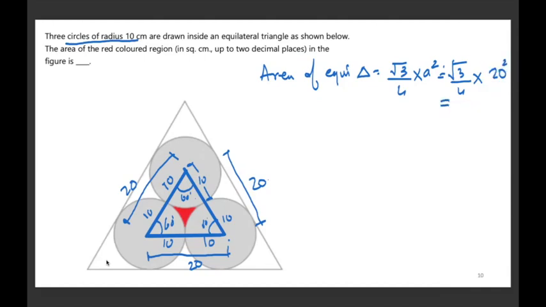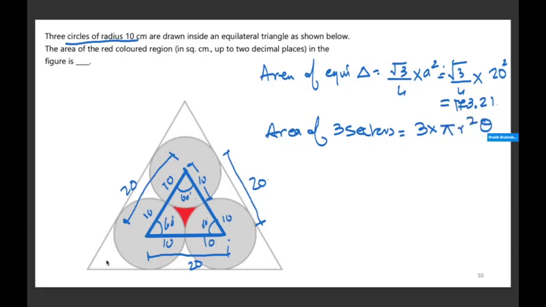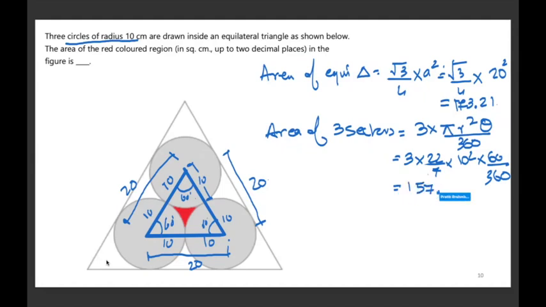When you solve this, it comes to somewhere 173.21. Okay. Next we'll find the area of 3 sectors. 3 sectors are there, so 3 multiplied by the area of one sector, which is pi r square theta upon 360. 3 into 22 by 7, our radius is 10, so 10 square. The value of theta we know is 60, so 60 upon 360. When you solve this, it comes to somewhere 157.14.